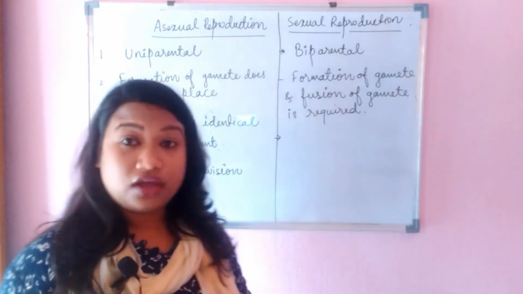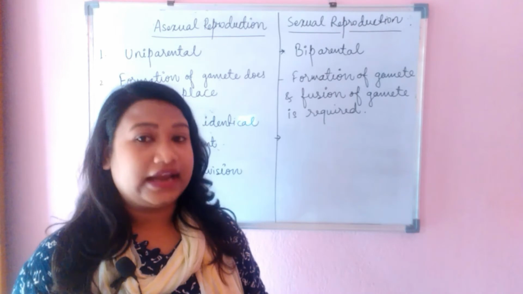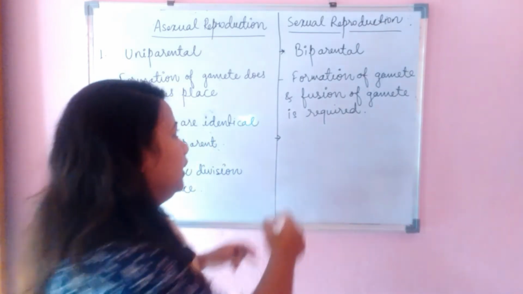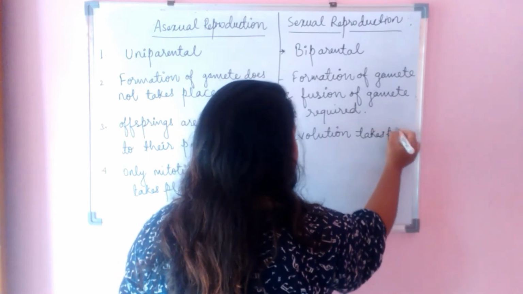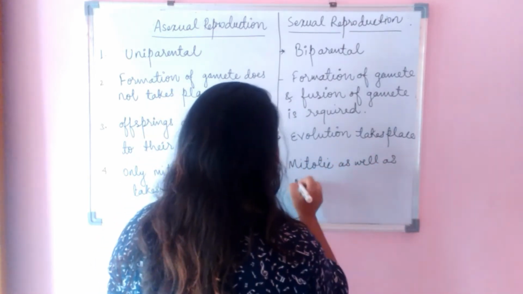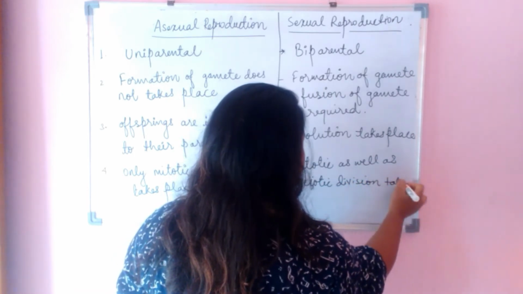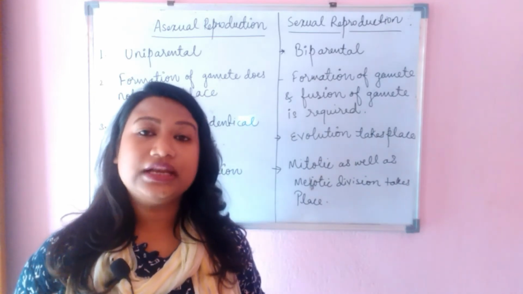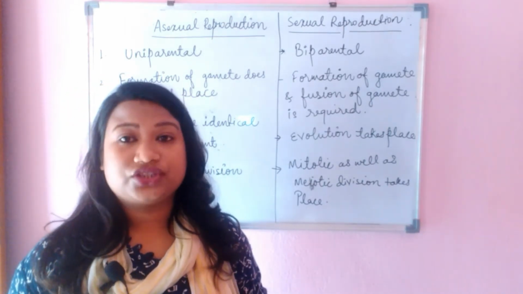And in this type of reproduction, because two different haploid gametes fuse together, the offspring is not identical or similar to their parents, rather we can find evolution here. So evolution takes place, and in this type of reproduction mitotic as well as meiotic division takes place. So here are the differences between asexual reproduction and sexual reproduction, and also we get the definition of sexual reproduction. Now we'll start sexual reproduction in flowering plants.